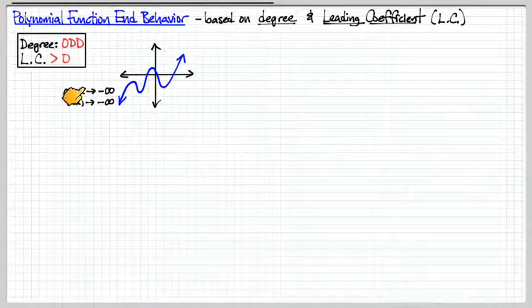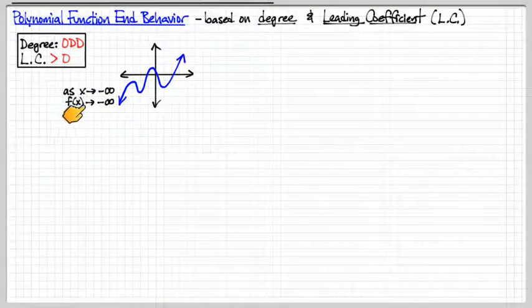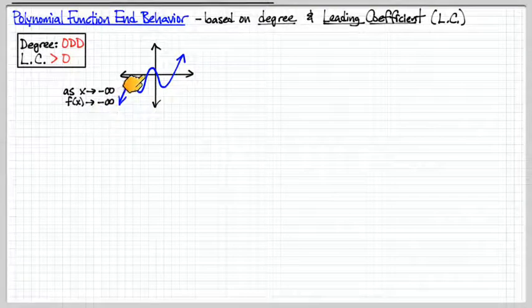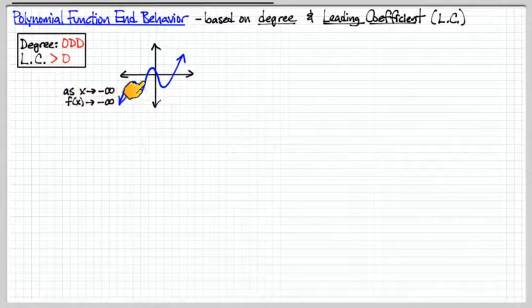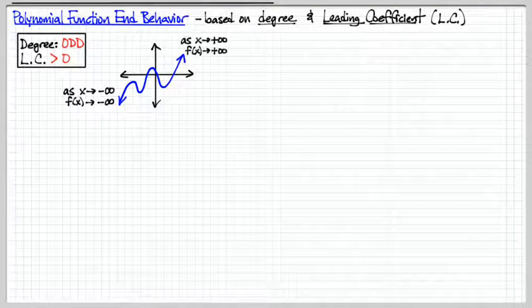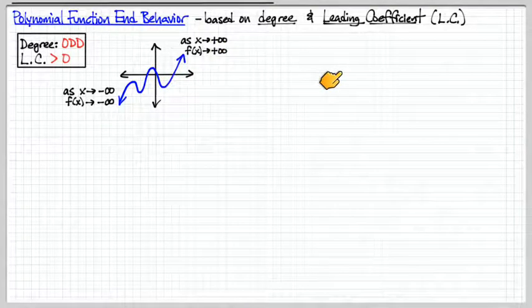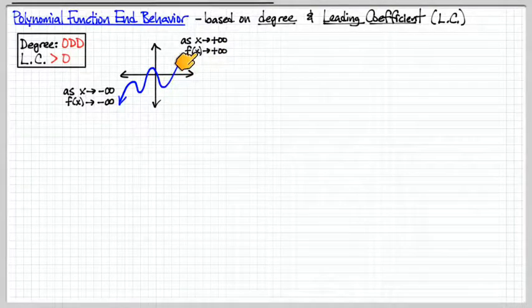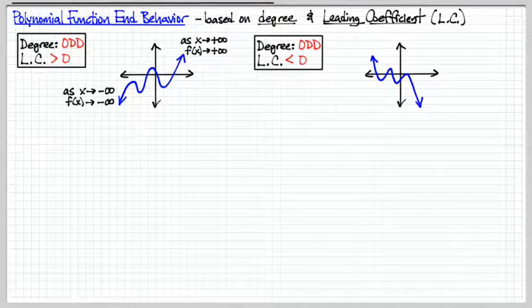And I want to remind you of this notation here. As x approaches negative infinity, f of x approaches negative infinity as well. So it's saying as x becomes more and more negative, f of x also becomes more and more negative. And then we have the other case here, as x becomes bigger and bigger to the right, f of x becomes bigger and bigger in a positive manner, up to positive infinity.